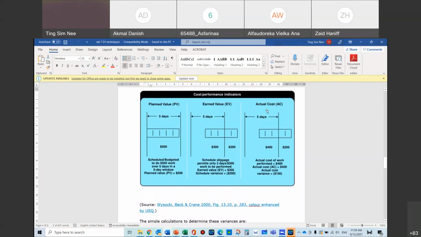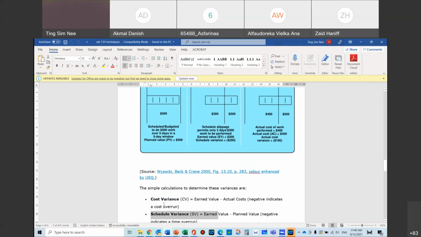EV minus AC is negative also. That means you are actually having a cost overrun. It's a very simple example of how you do the calculation.